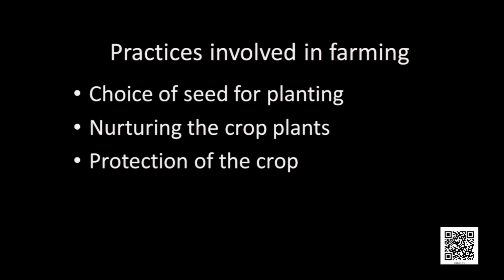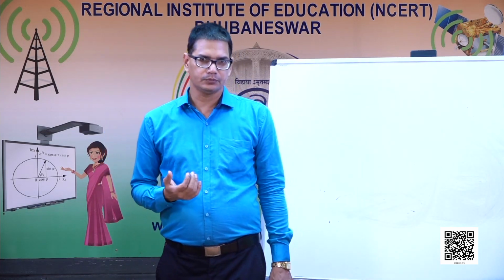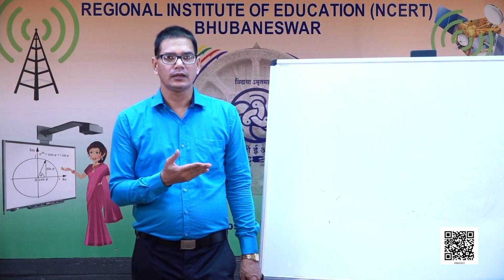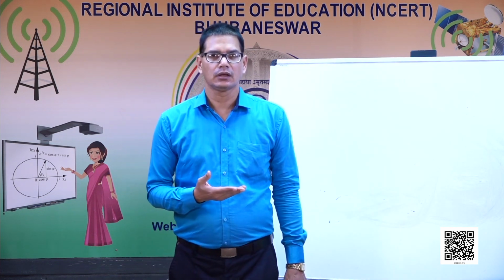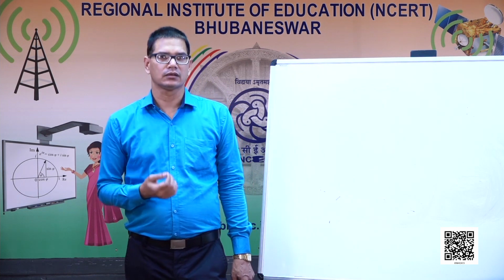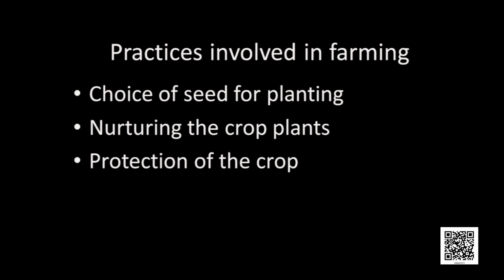That means preparation of the field, irrigation, using pesticides, and irrigation. Third one is protection of the crop. We have to protect the crop from the different parasites, bacteria, fungi.